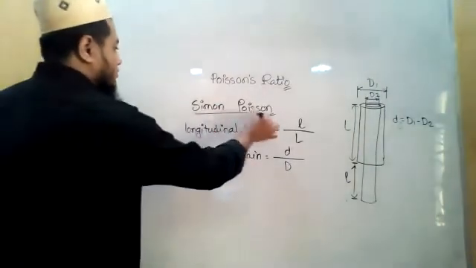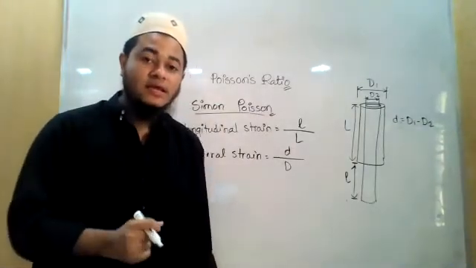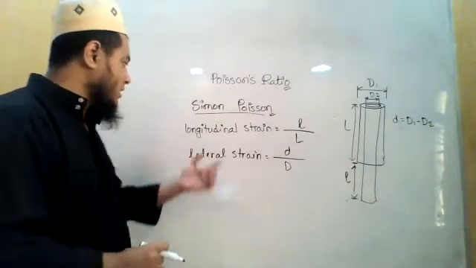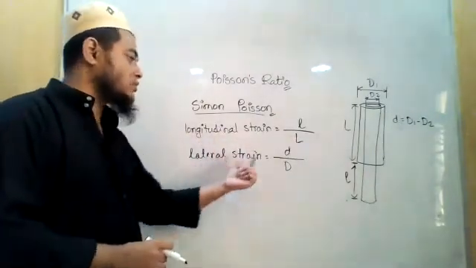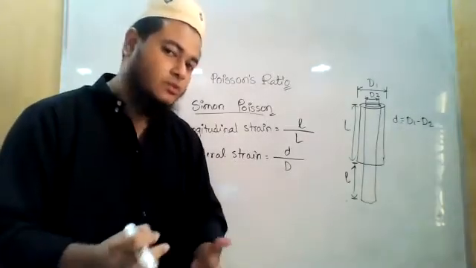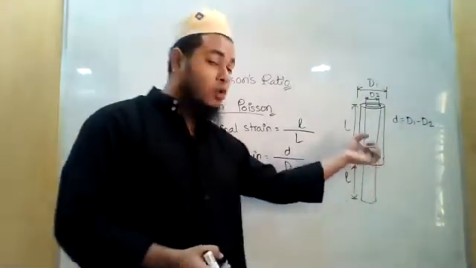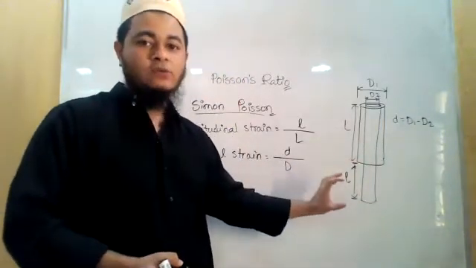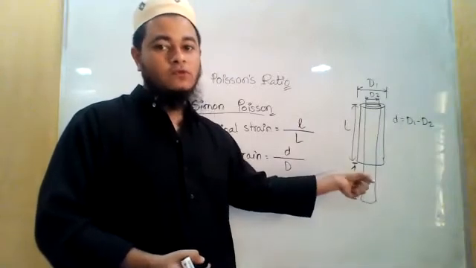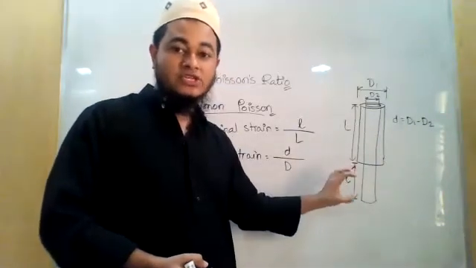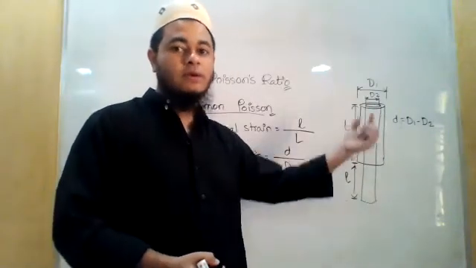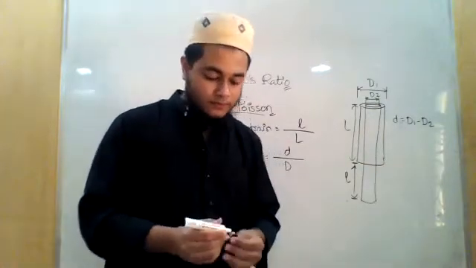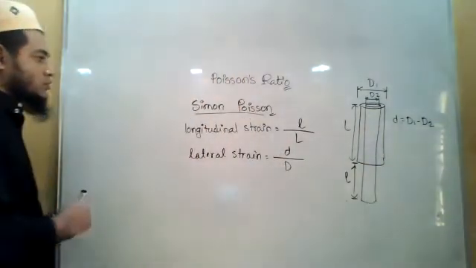Now Simon Poisson said something. He said that within elastic limit, these two are proportional to each other. Longitudinal strain is proportional to the lateral strain. This is actually something that we can feel ourselves, right? The more we expand it, the thinner it gets. Let us say for now the change is L. If you extend it more and make the change 2L, that means you double the change. What will happen? This D will also become double. So this is what Simon Poisson said.